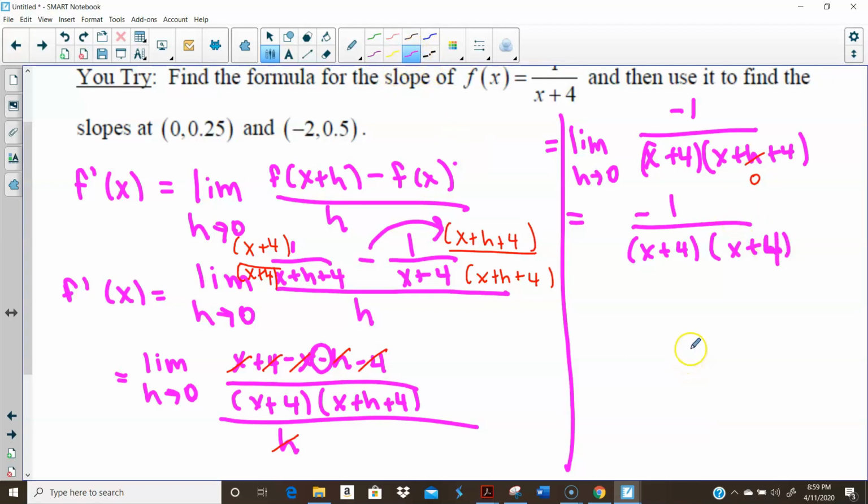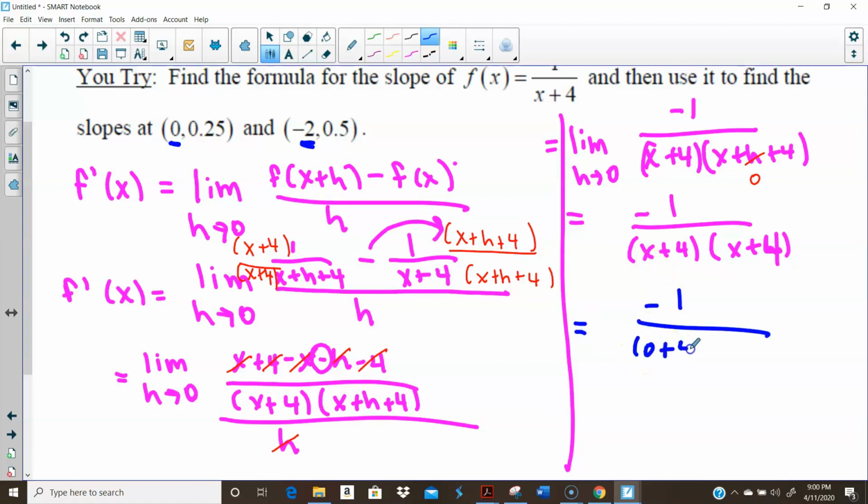Okay, now what we can do is find what the slope is at 0 and what the slope is at negative 2. We're not interested in the y values. We want to know the limit when x is 0 and when x is negative 2. I said limit, but I meant we want to know what the slope is when x is 0 and what the slope is when x is negative 2. So I found the derivative. Here's the derivative.